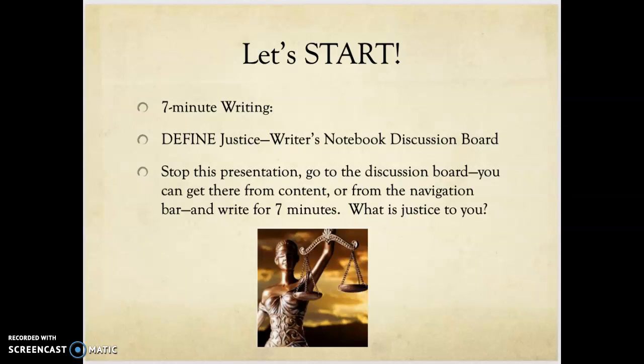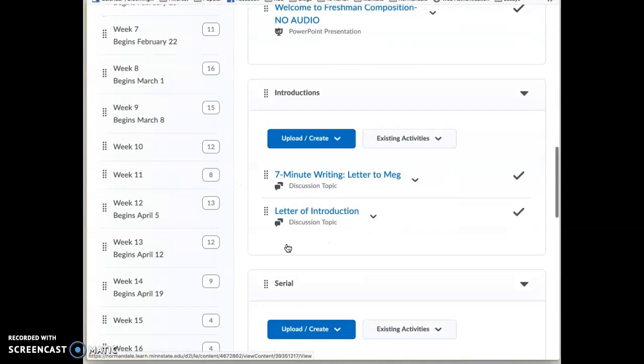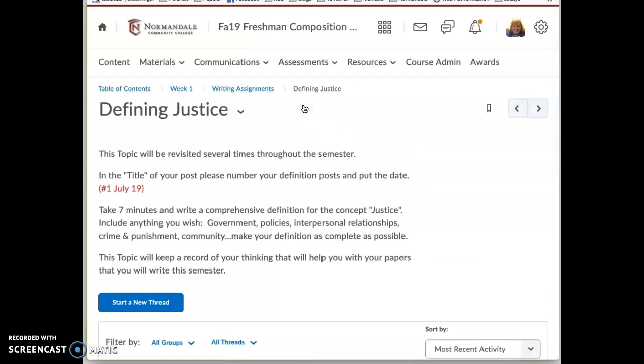Okay, so what I want is for you to go to this discussion board and take 7 minutes to do a very comprehensive definition of the word justice, what that means. On D2L, here's week 1. You're going to have to scroll all the way down from week 1 to where it says writing assignments, and here's the discussion board. This discussion board is between you and me. It's a writer's notebook discussion board, so I am the only one that's going to be able to read it.